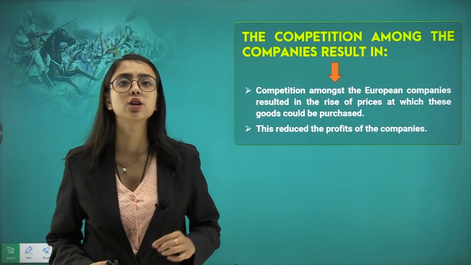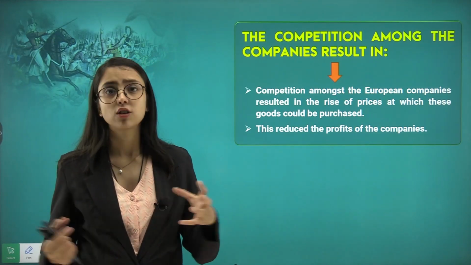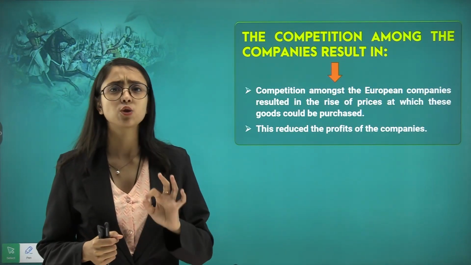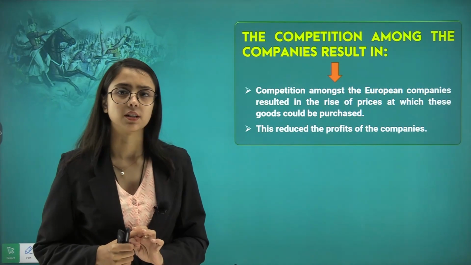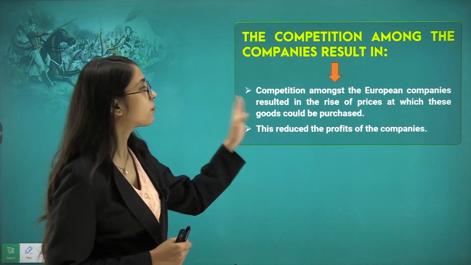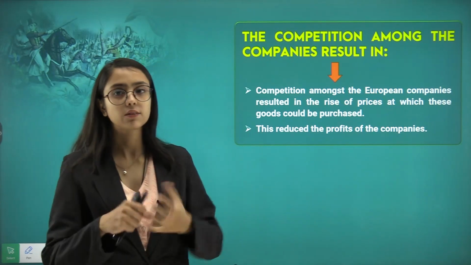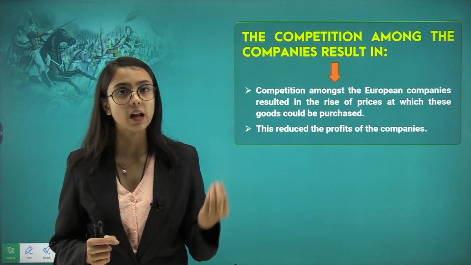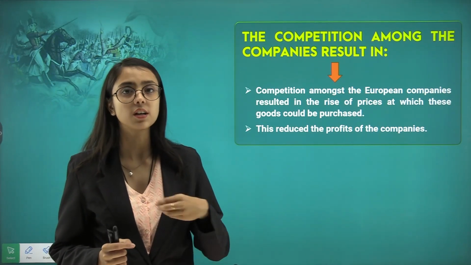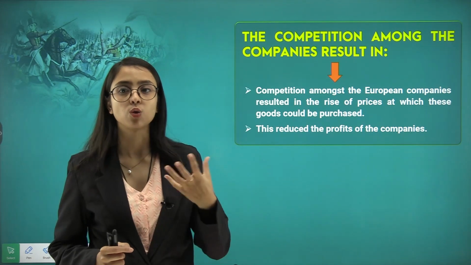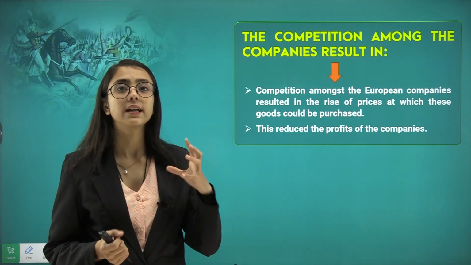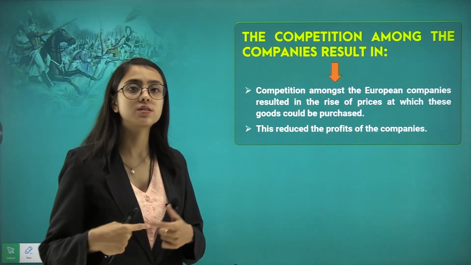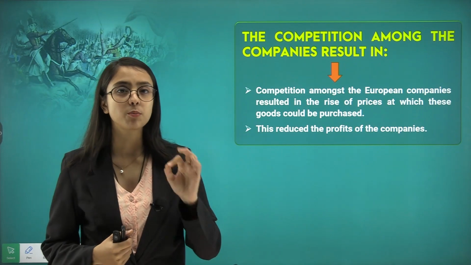Now, the competition among the companies resulted in something. Of course, there were so many companies coming from different parts of the globe, different countries of Europe. There was some kind of competition among them. So what was the competition? The competition was among the European companies coming from different countries. So this resulted in a rise of prices. The prices of these commodities that they used to purchase from the Indian vendors rose. So it ensured that the Indian traders were also receiving a handsome sum of money for whatever goods they were trading in. This reduced the profits of the company.